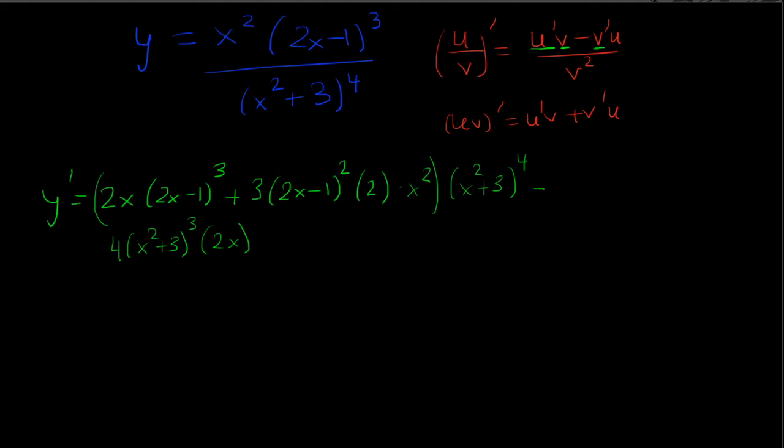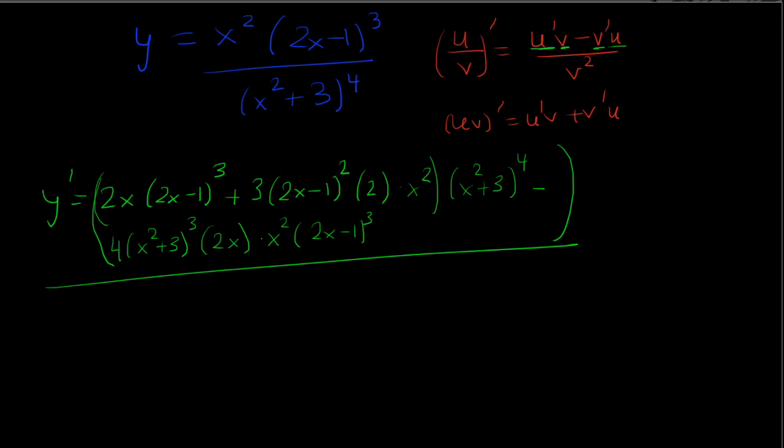Okay, so that's v prime, and then we're going to multiply by u, which is x squared times 2x minus 1 cubed. And then we're going to divide all that by the denominator squared. So it's going to be something to the fourth squared. You just multiply the exponents, right? So if it's like x to the fourth squared, you multiply the exponents to get x to the eighth.